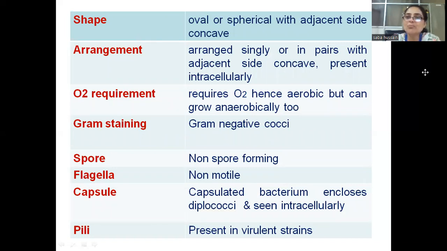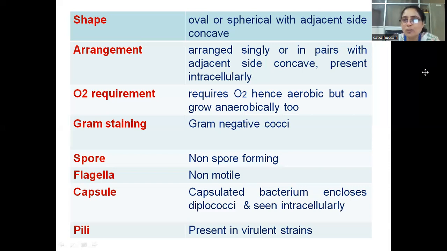It is usually present inside the cell, intracellularly. It requires oxygen, hence it is aerobic, but it can also survive in anaerobic medium. This I'm going to show you when we study its culture. Then when we do gram staining of this, it is gram negative cocci, and gram negative organisms usually look pink or reddish in color because they take the counterstain dye. So I'm going to show this with the diagram too.